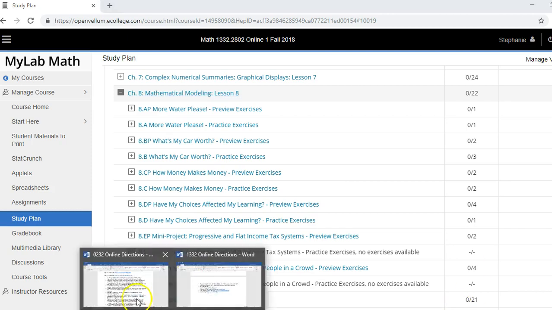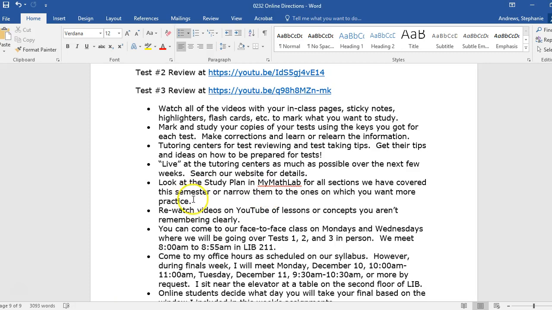So I encourage you to use the study plan. I put it in here to help narrow them or to be broad, you could start with that. I would definitely rewatch videos on YouTube of concepts. Like if you're at lesson 12B and you're like, I don't remember this, then go look at it on YouTube. Go back and watch it because you can fast forward through it. You can rewind. You have a lot of resources. You just got to invest the time.